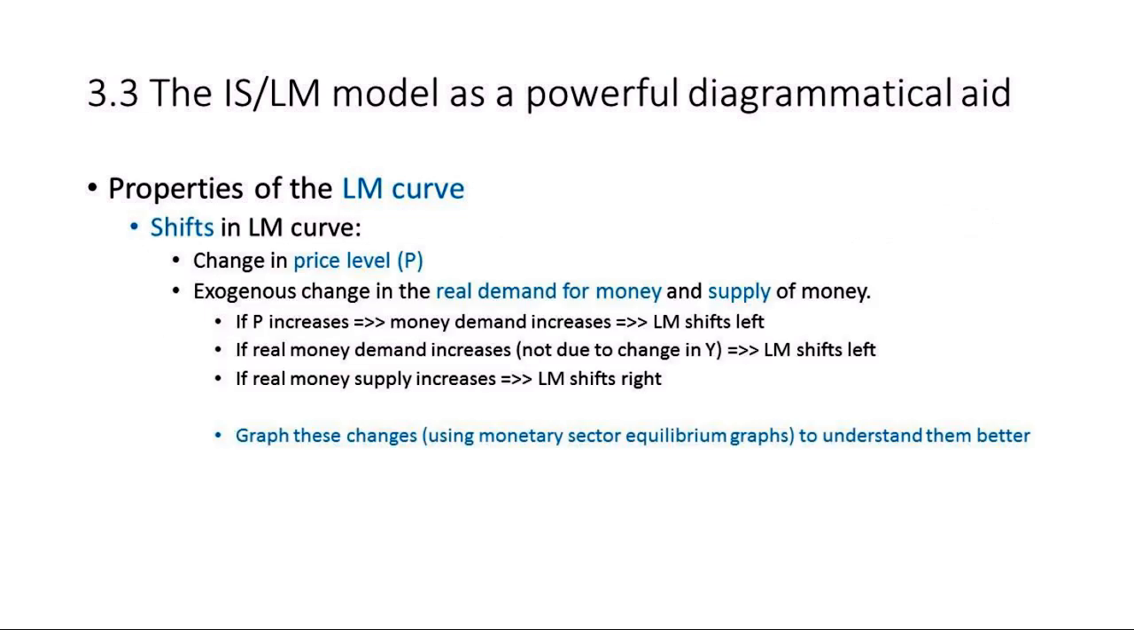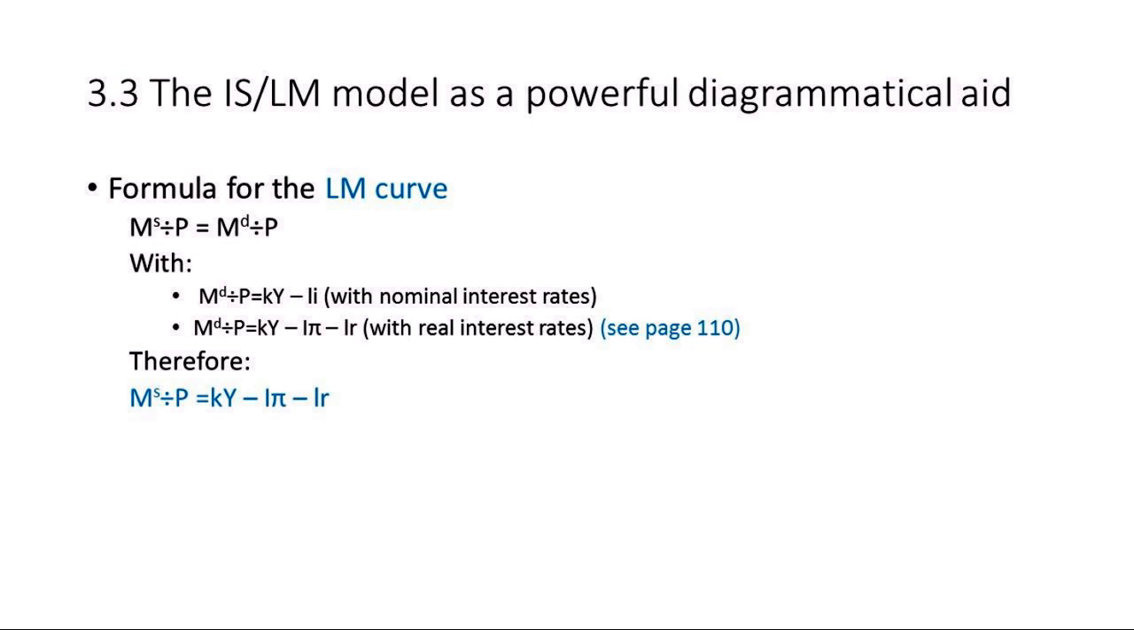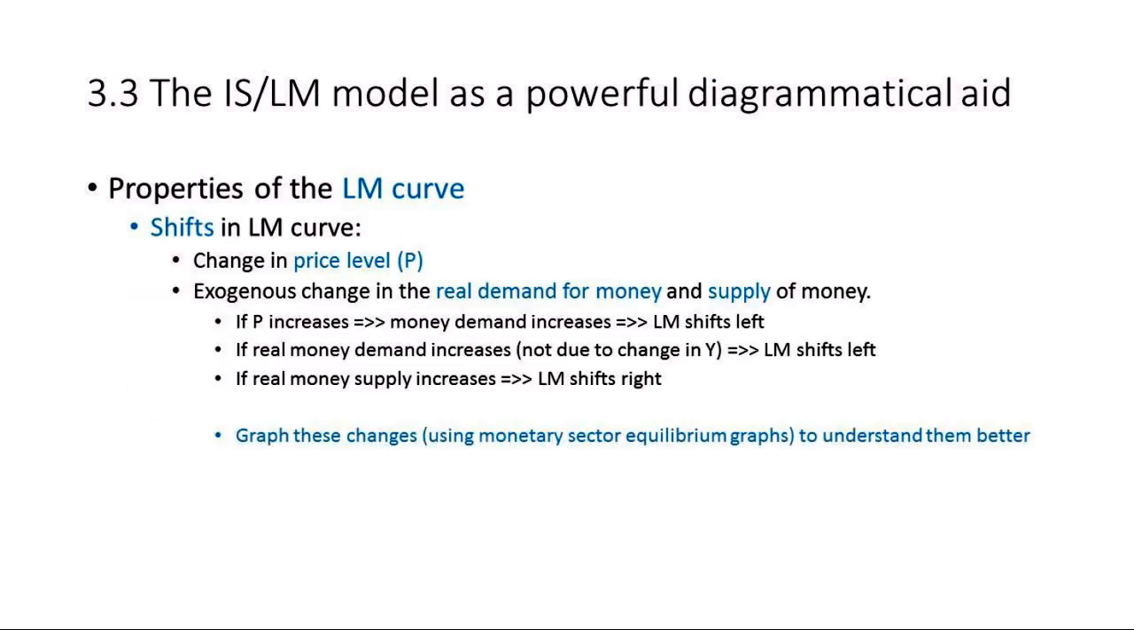The LM curve as a whole can also shift to the left or to the right. Now that can be caused by a change in price level. Remember, we are dividing by price on both sides of the equation that represents the equilibrium. So a change in price would definitely move the curve. A shift can also occur due to an exogenous change in the real demand or supply of money, and there are 3 examples listed here.